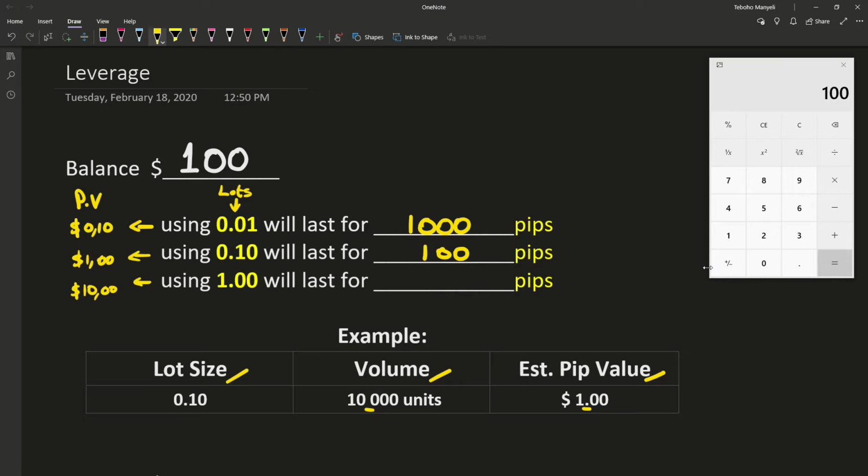And if you use a 1.00 standard lot, which is then $10 for every pip, that same $100, we're going to say $100 divided by 10.00, which is basically 10, equals 10. So this means you only have 10 pips to work with. So if you go 10 pips in profit, you double that account. If you go 10 pips in negative, you've lost that account.